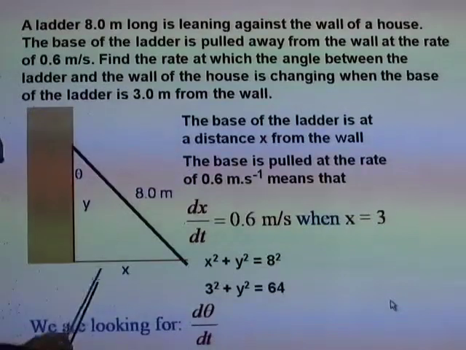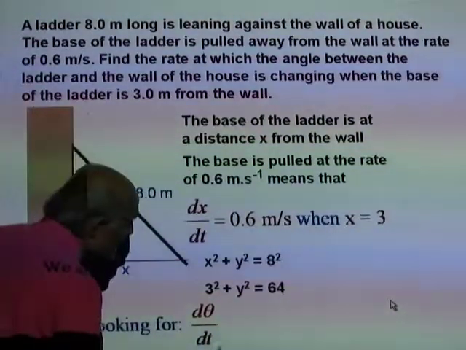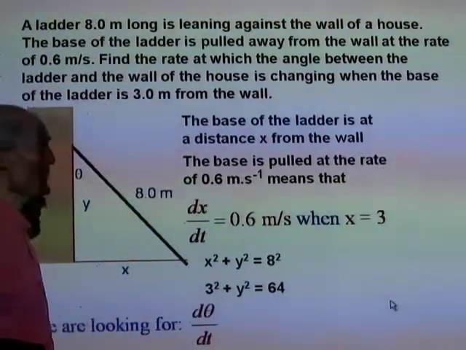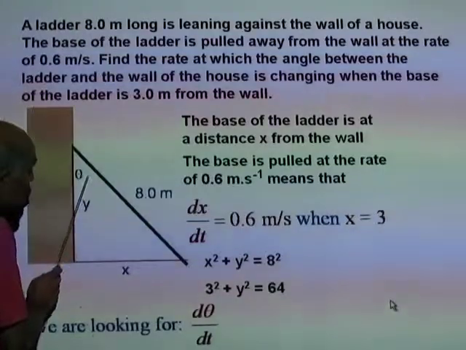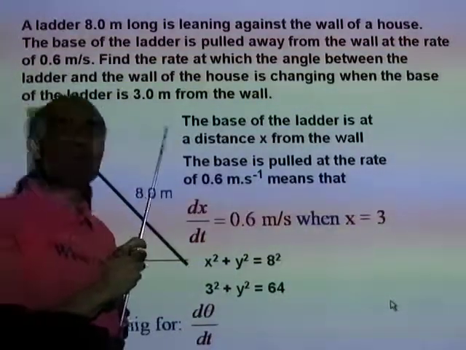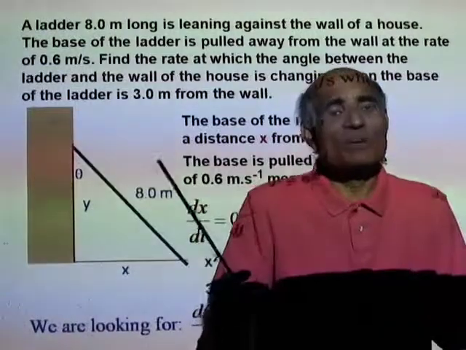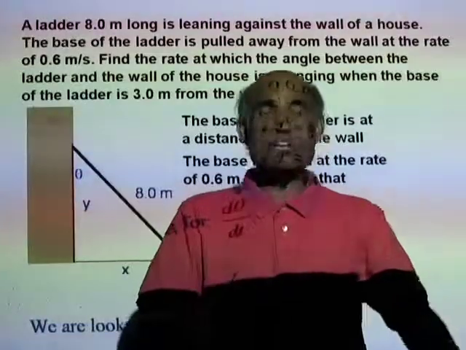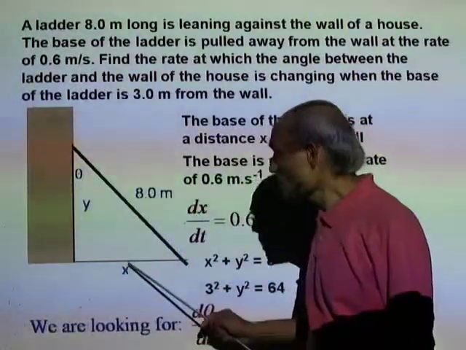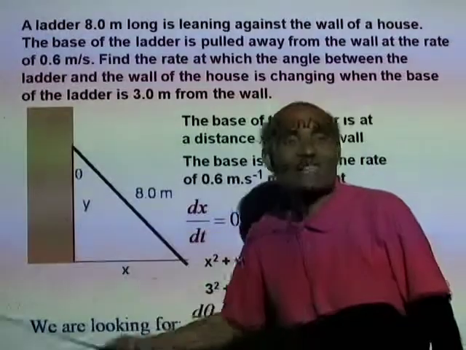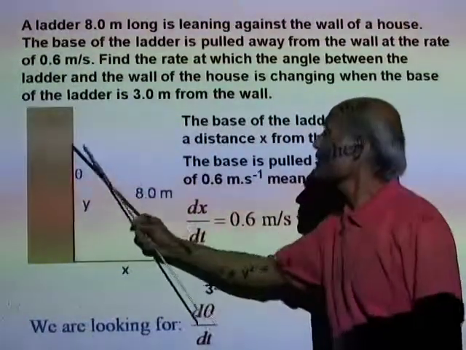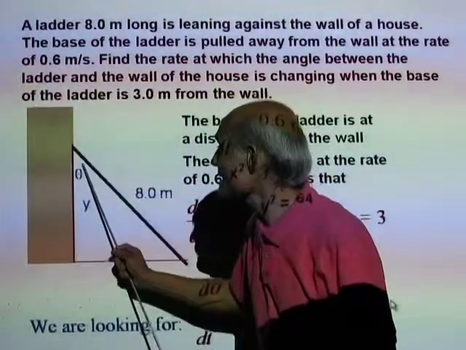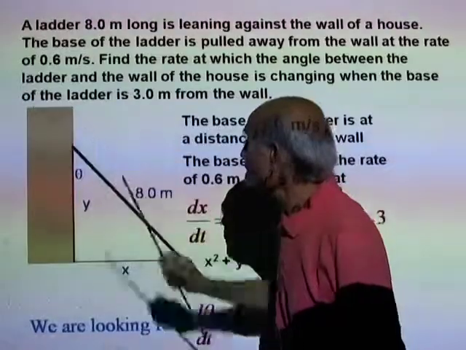Now, what are we looking for? We are looking for d theta by dt. What is the rate at which the angle is changing? Well, in order to find the rate at which the angle is changing, you need to establish a relation between the known and the unknown so that we can find the unknown. We know x and the rate at which x is changing. We know the length of the ladder. Can you give me a relation connecting theta, x, and the length of the ladder?